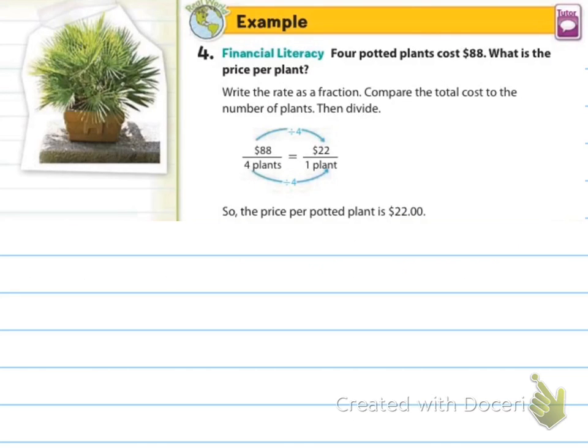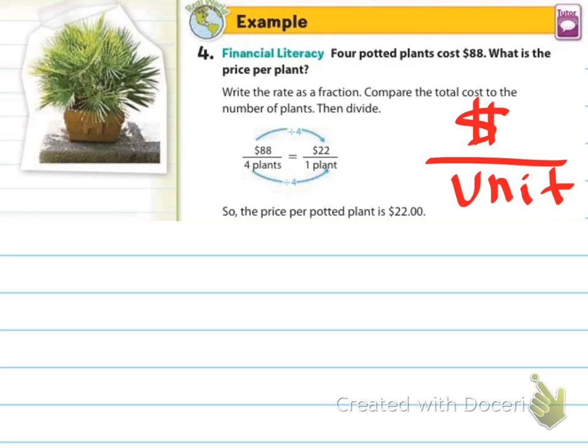All right, so here's another example. Number 4, it says 4 potted plants cost $88. What is the price per plant? You're going to write it as a fraction, always putting the units on the bottom and the money on top. Okay? So, again, money on top, units on the bottom.